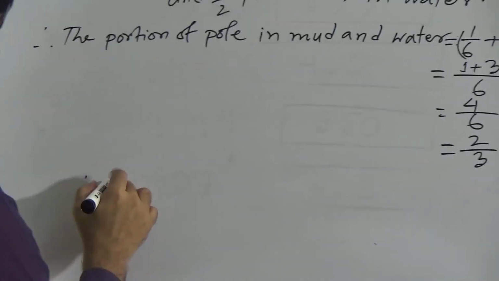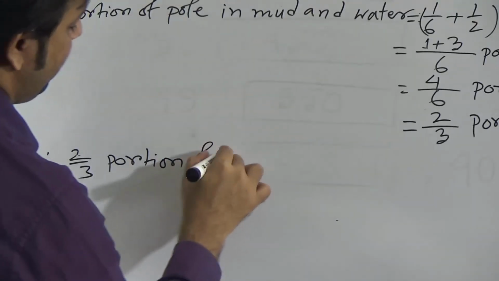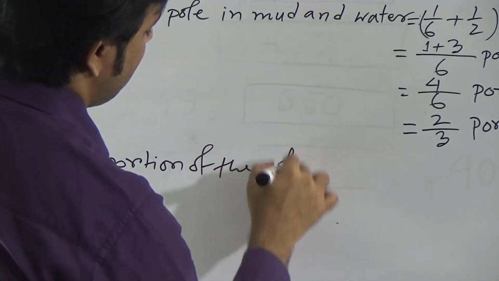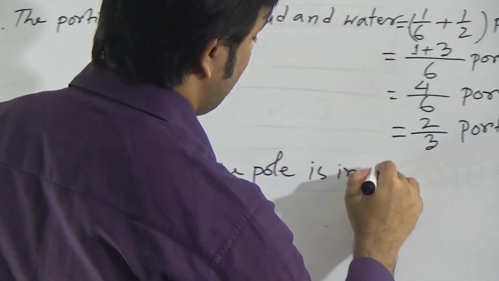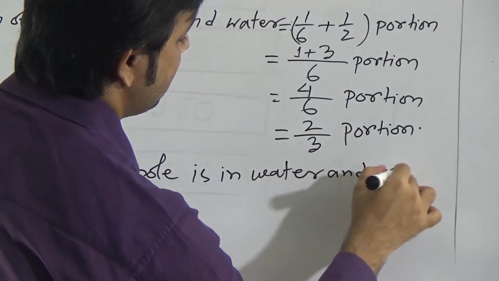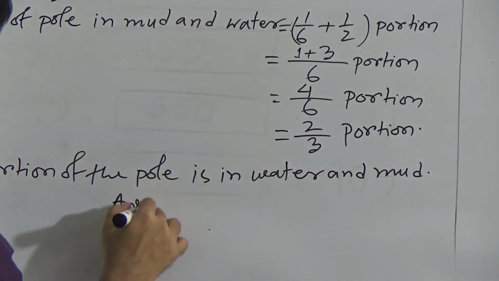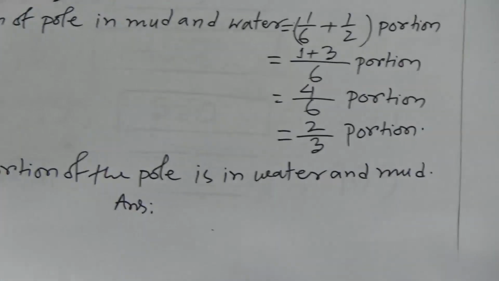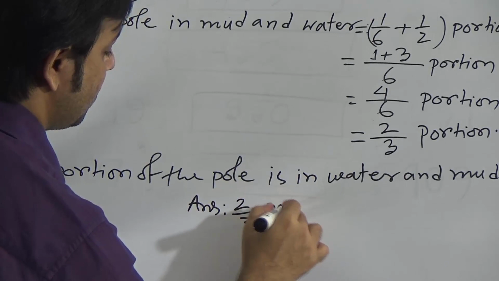Therefore 2 by 3 portion of the pole is in water and mud. Okay, dear students, so we can say our required answer for question A is 2 by 3 portion.